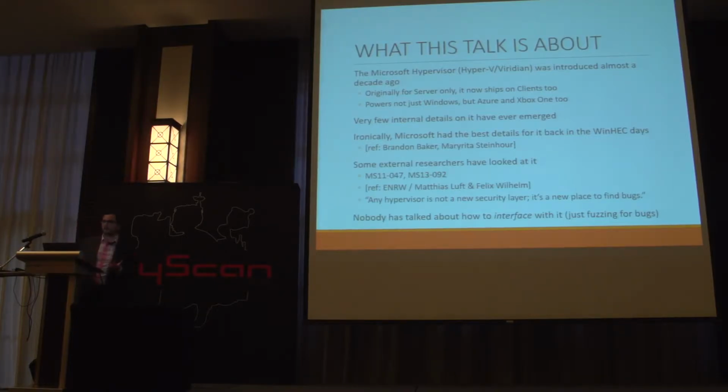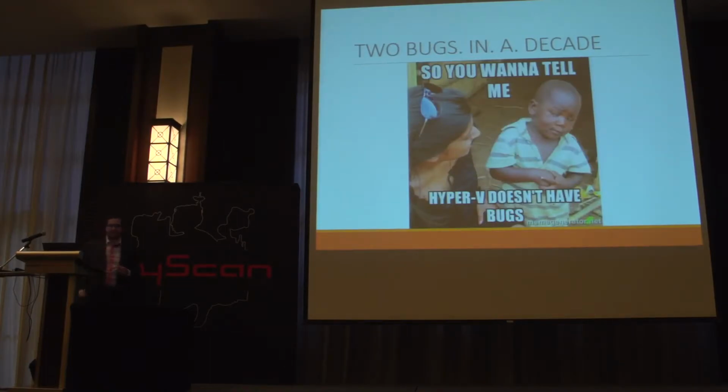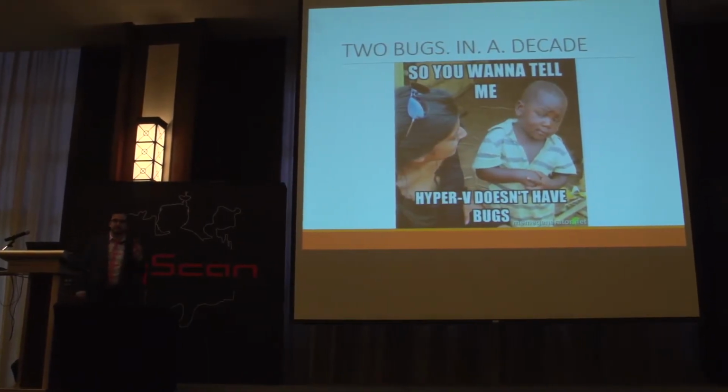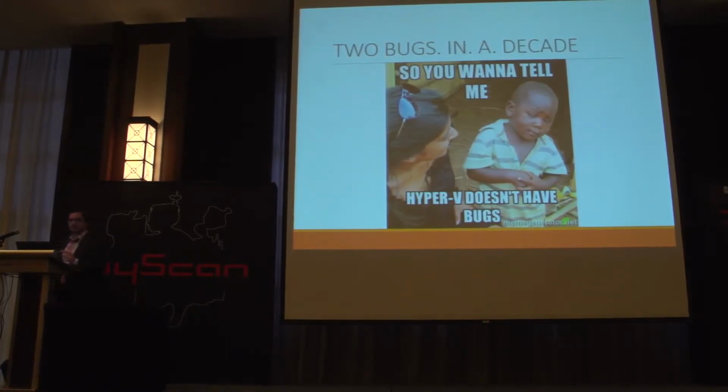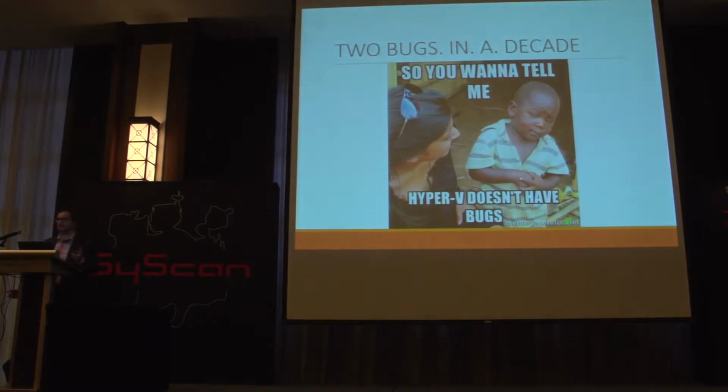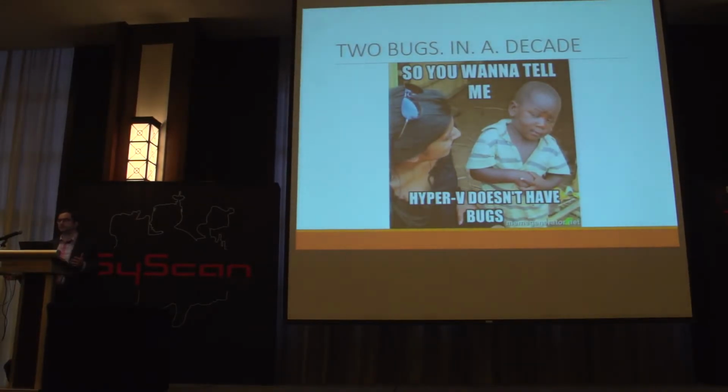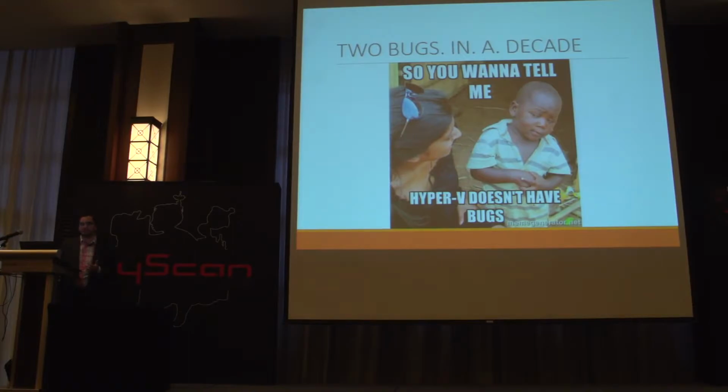Now, there have been some talks about that, but no one has really talked about the interface to the hypervisor, how to talk to the hypervisor and how to basically use it as a platform inside of your own application or messing with it, not just fuzzing it for bugs. So in a decade, there's only been those two bugs against Hyper-V. Does that mean that there's no bugs in it, that Microsoft has written amazing code? I don't know, but I think it's more the case that people just haven't looked at Hyper-V in enough detail and people are not quite sure where to start.